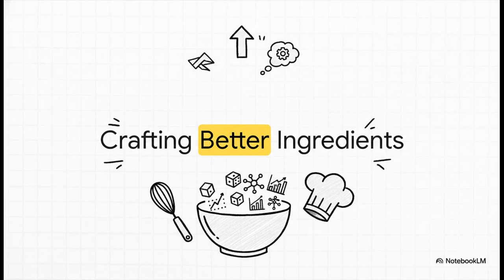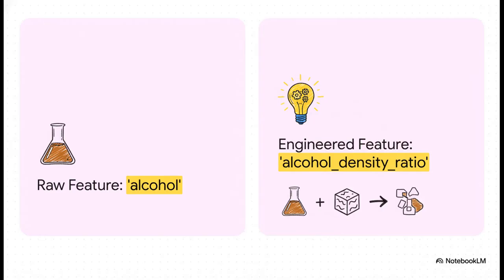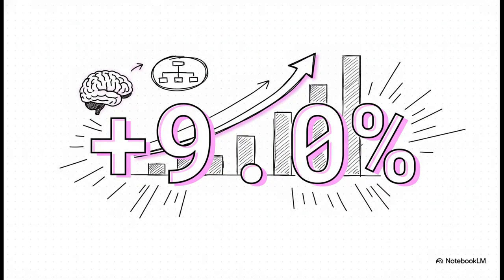Okay, part one. Here's the secret. Great models start with great ingredients, not a fancy algorithm. So instead of just using alcohol by itself, let's create a new, smarter feature by combining it with density. And check this out. Just that one new feature boosted our performance by a massive 9%.